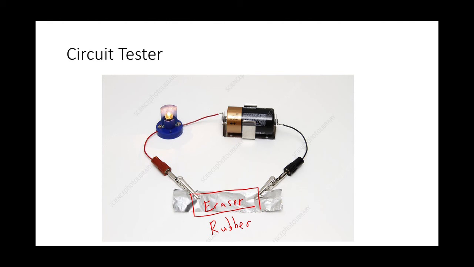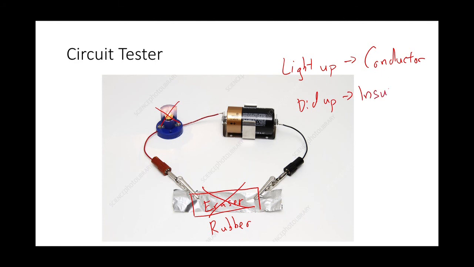That means this is basically as good as an open circuit. So the electricity cannot flow through here because it is an insulator. Therefore, the bulb doesn't light up. So very simple, when you use a circuit tester and you clip the materials there, if the bulb lights up, that means the material that you have clipped on is a conductor. Likewise, if it did not light up, that means the material you clipped on is an insulator. Simple as that.